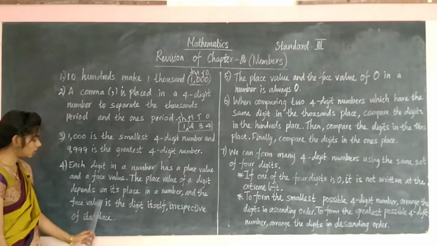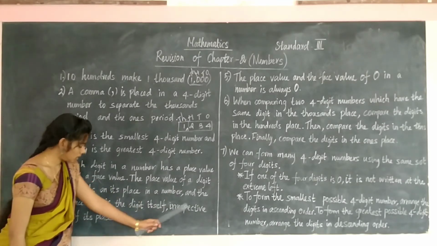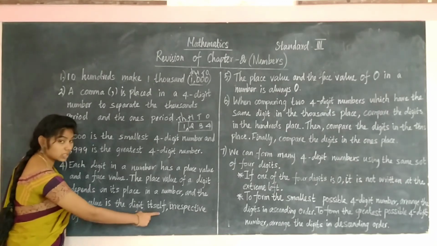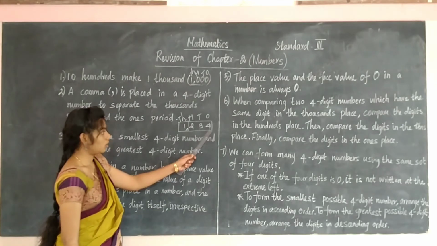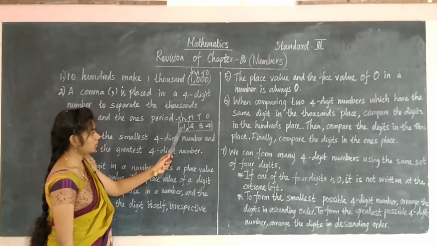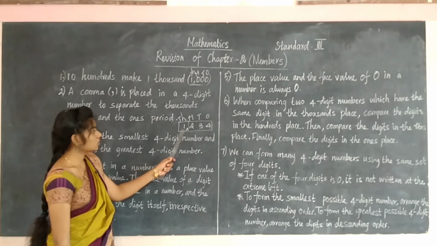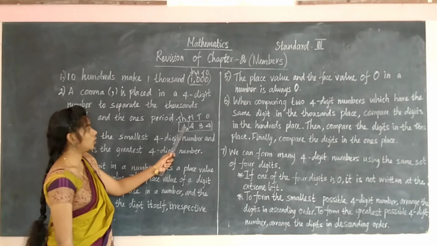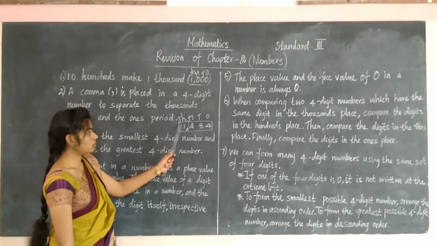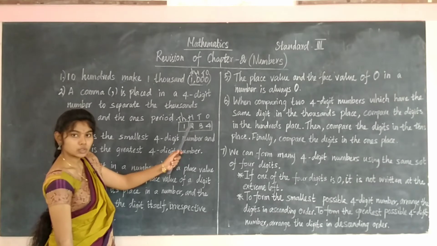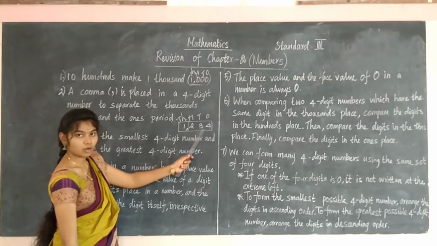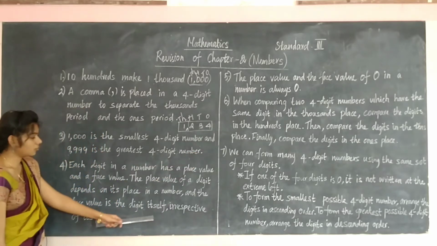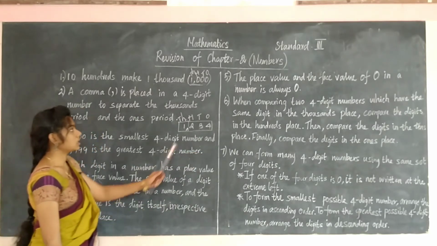Then the face value is the digit itself, irrespective of its place. Face value is the digit itself. What digit is given here? 4. Here 3. Here 2. And here 1. If you ask the face value of 1, the same digit itself is the face value. 1 means 1 we have to write as the face value. And for 2, its face value is 2 only. If it is 3, the face value is 3. For 4, it is 4. So the digit itself is the face value. Then we shall see the next one.